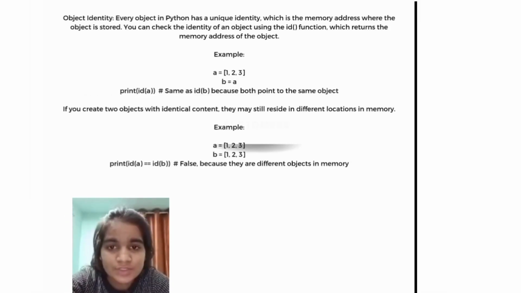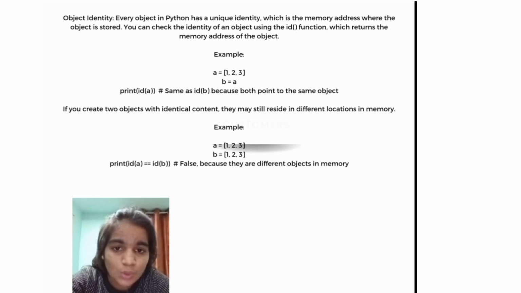Next, we will discuss object identity. Every object in Python has a unique identity, which is the memory address where the object is stored. You can check the identity of an object using the id function, which returns the memory address of the object. For example, a = [1, 2, 3], b = a. Print id of a is the same as id of b, because both point to the same object.